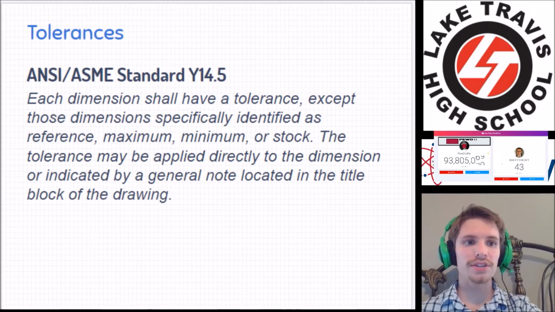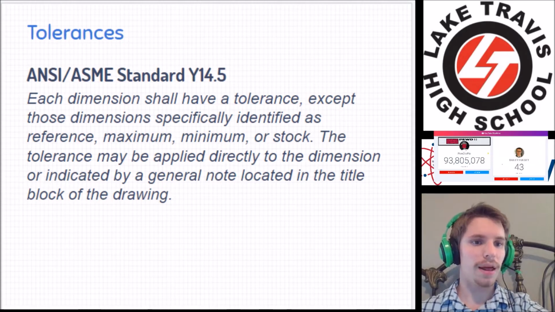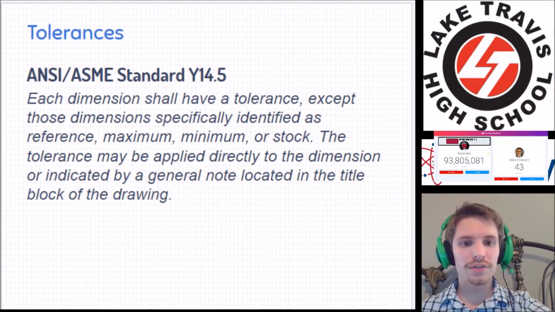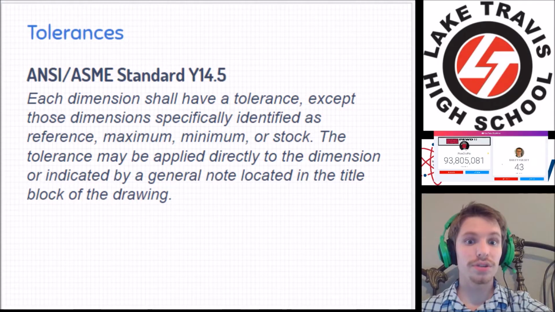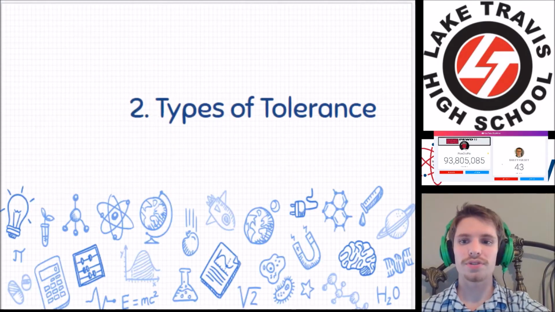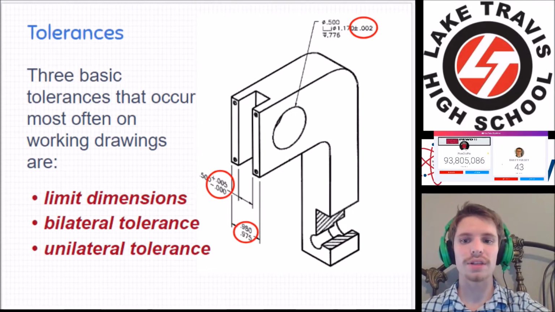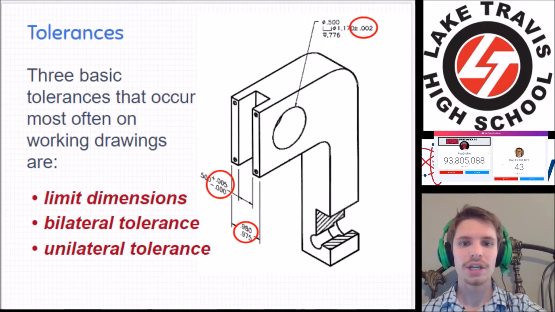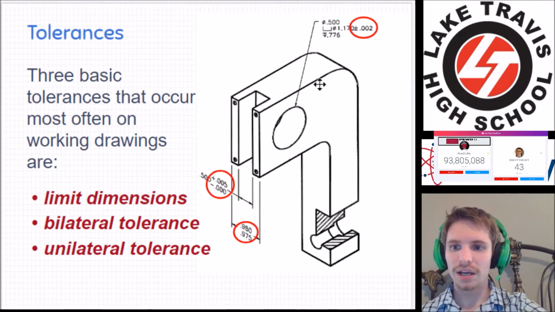Okay, ANSI and ASME collaborated on this standard. They said each dimension shall have a tolerance. Normally, if you don't have a tolerance, that's a general note. That's a general tolerance. We'll talk about those in a second. Types of tolerances, write these three down: limit, bilateral, and unilateral. And we have an example of each of these here.